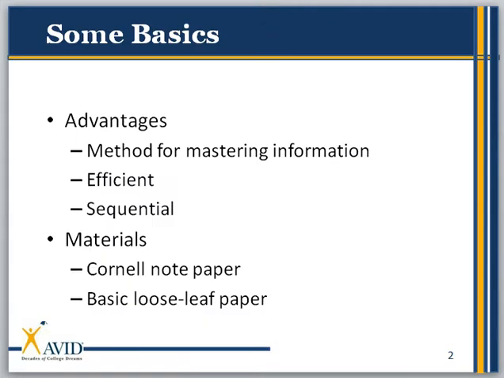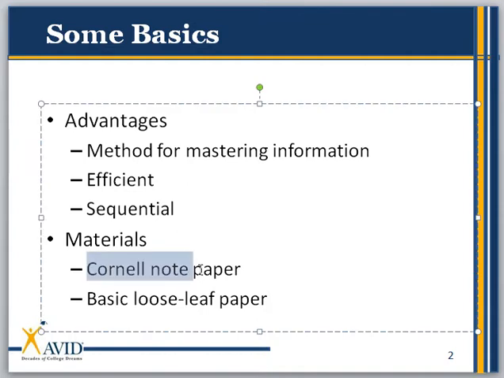So, what are the advantages of doing some Cornell note-taking? Well, the advantages, of course, are, hey, you're going to master and understand the info. It's efficient, it's quick, and it goes in sequential order. What do you need in order to do this? You need a writing utensil, but then you also need a piece of notebook paper or Cornell note paper.